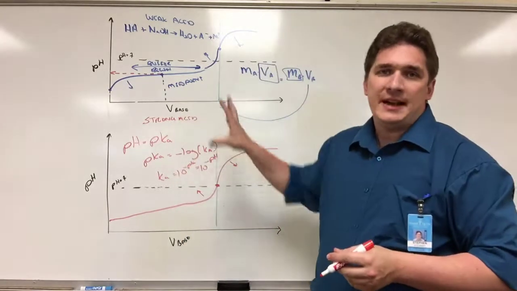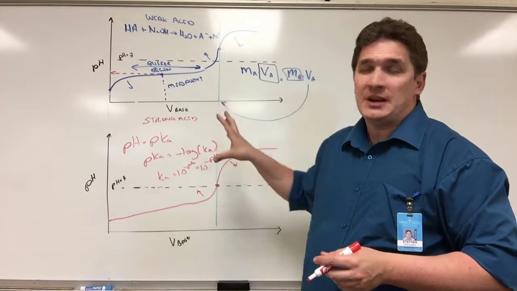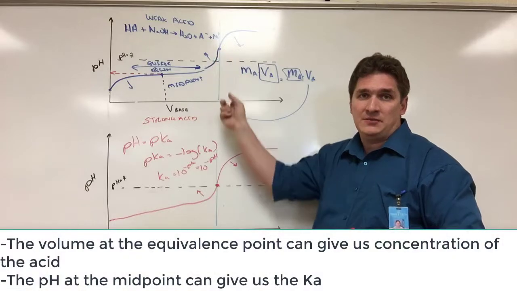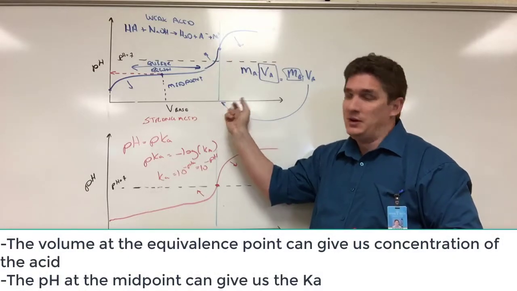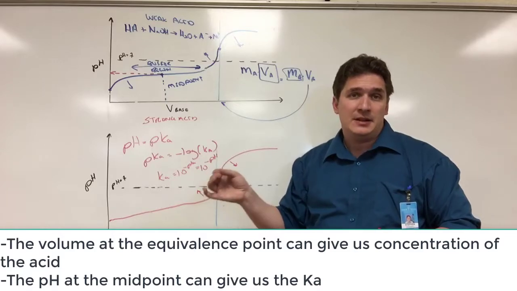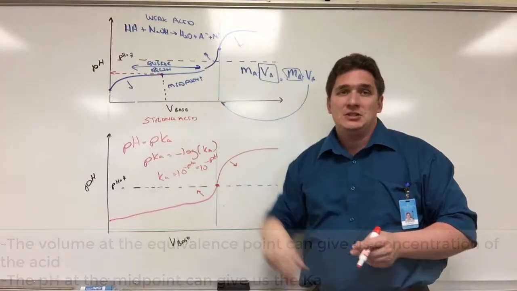So this is the quantitative type of information we can extract off of these types of curves. We can get both the concentration by looking at the volume of the base at the equivalence point, as well as the pKa, the Ka, the ionization constant, by looking at the pH at the midpoint.